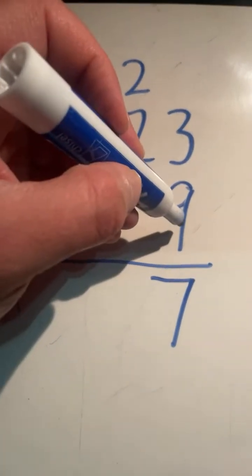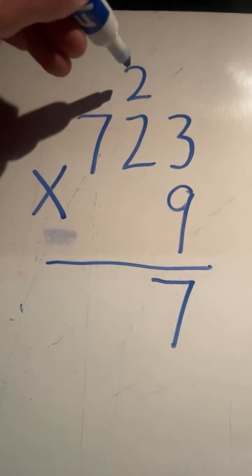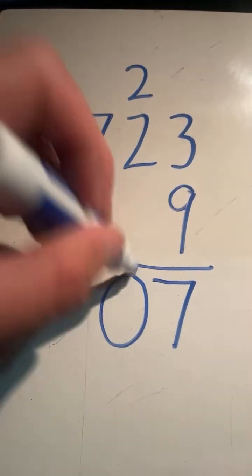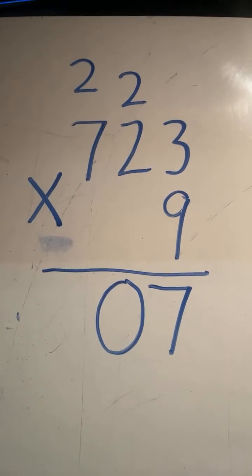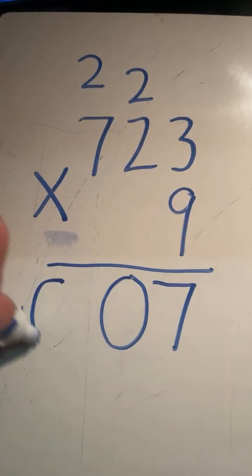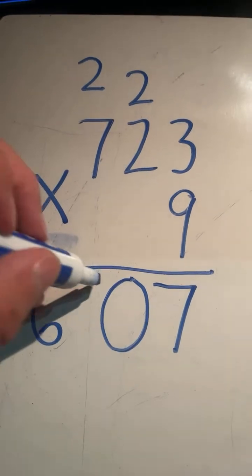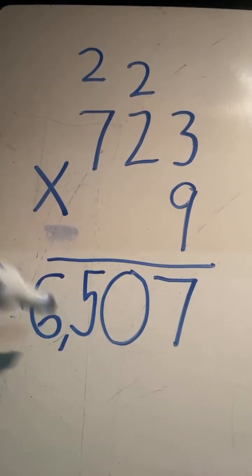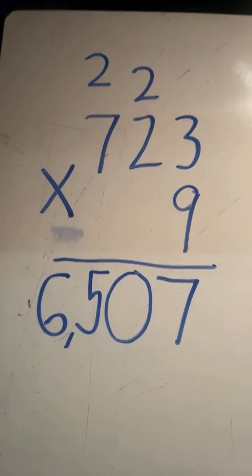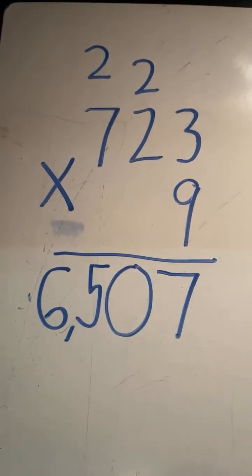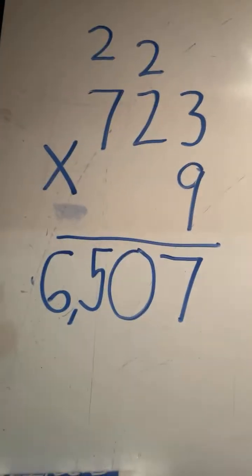2 times 9 equals 18. Plus 2 equals 20. 0. Carry the 2. 9 times 7 equals 63. Plus 2 equals 65. And we have our final answer. 723 times 9 equals 6,507.